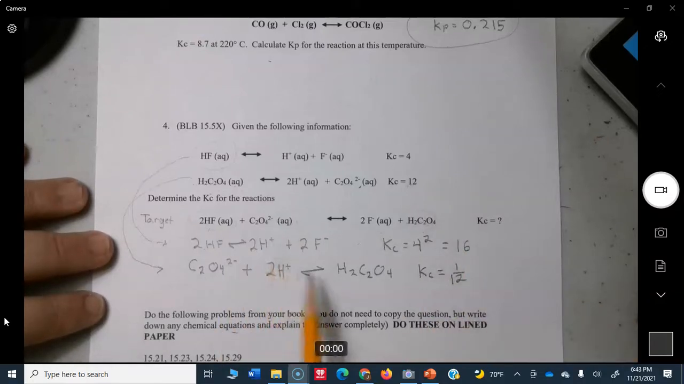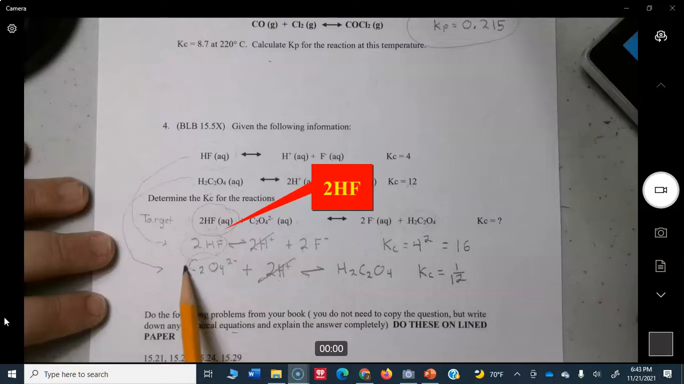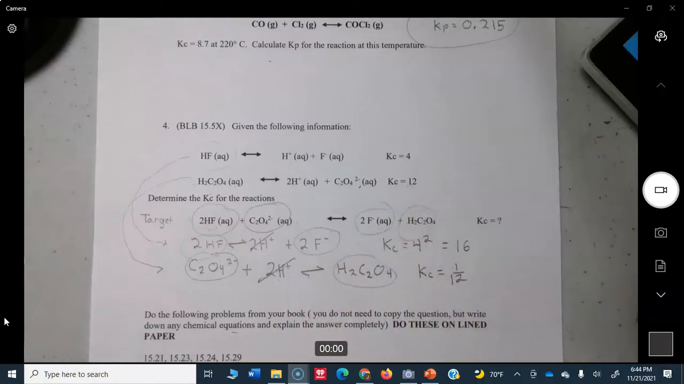So let's verify that what we did here does recreate the target. We have 2H on the left side of this arrow and on the right side of this arrow, so they're going to cancel. All we have left now are 4 things. We have 2F and we have 2F there. We have C2O4 2 minus there, and we have it there. Over on the right side, we have 2F minus and 2F minus, and over on the right side, we have this. So everything matches up. It recreates.